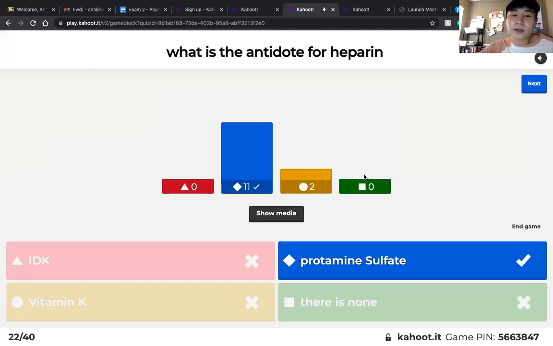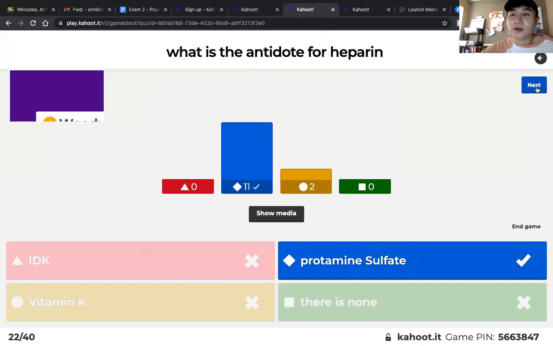Awesome, guys. So vitamin K is the antidote for warfarin. Another name for warfarin is Coumadin. So please remember that. And protamine sulfate is an antidote for heparin. So yes, please remember.